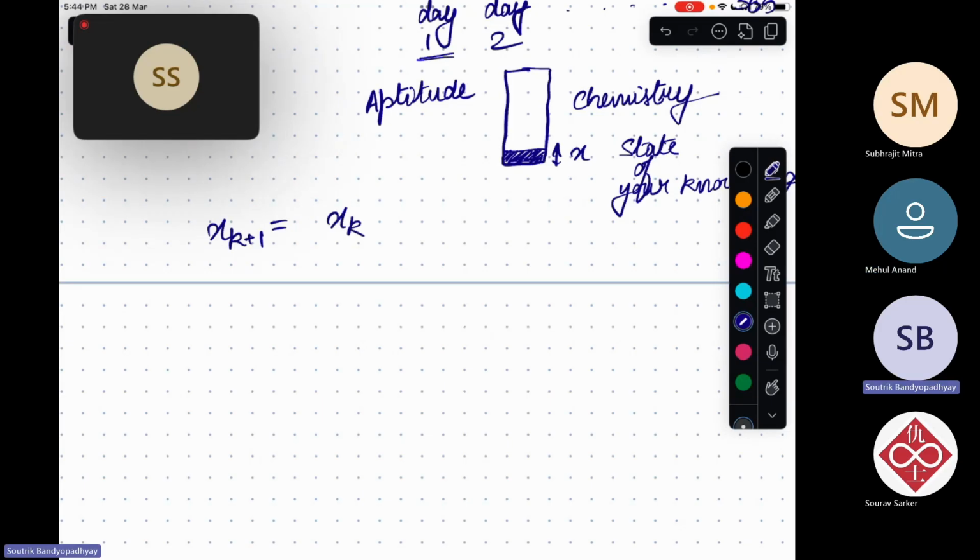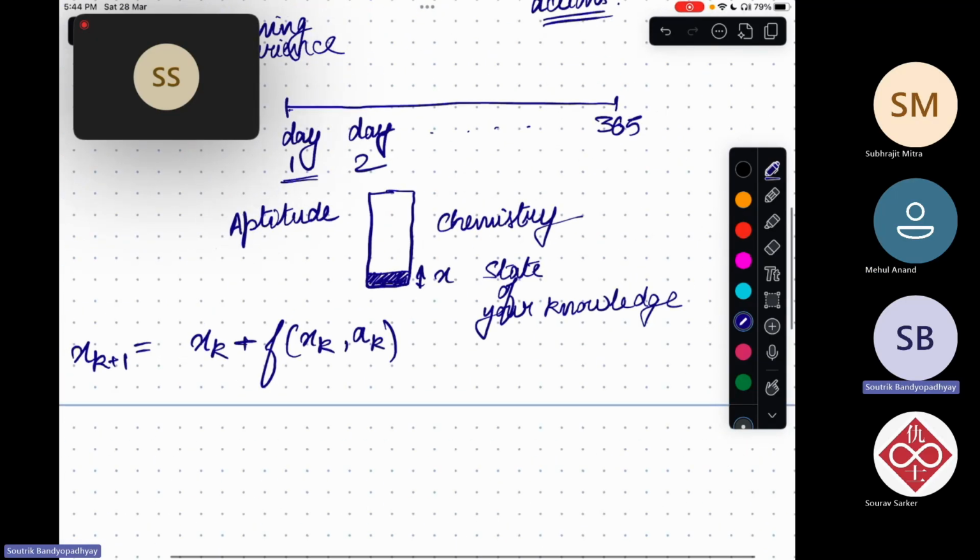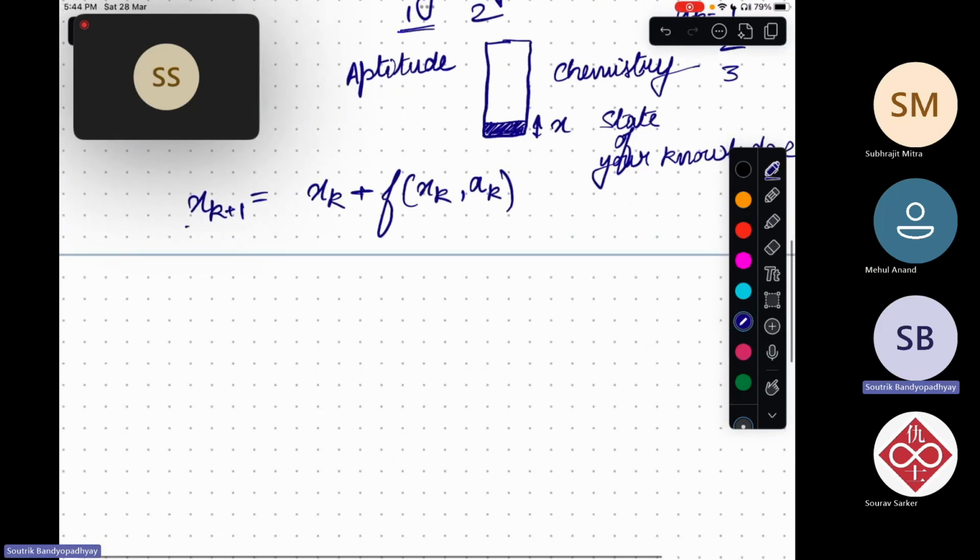Now, at the end of each day, the new state of your knowledge is some existing knowledge that you have at kth instant, and maybe some function of the current state x and the action that you take. So this action may be, let's say, studying one chapter or studying two chapters. So the action may be a discrete set of values. So it may be one chapter, two chapters, or three paragraphs, and so on and so forth, right? Now, the effect of knowledge depends on your present knowledge and the current number of chapters that you study.